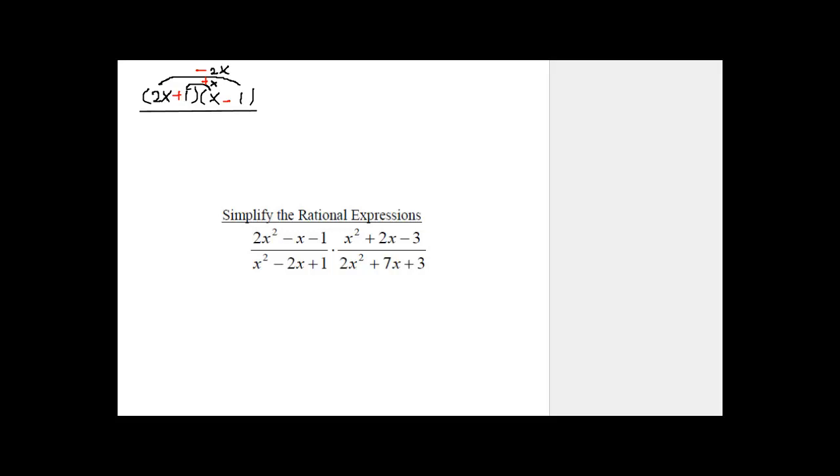Now if you look at this carefully, when we multiply the last two terms, plus 1 times minus 1 will be negative 1. First two terms will be 2x to the power of 2, and then if I multiply the two closest terms and two furthest terms, I should get minus x. Minus 2x plus x would be minus x. So we factor that. Let's go ahead and factor this one right here.